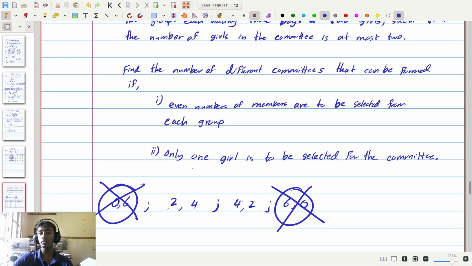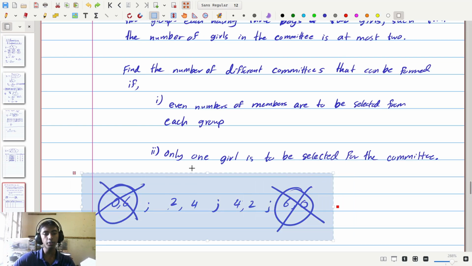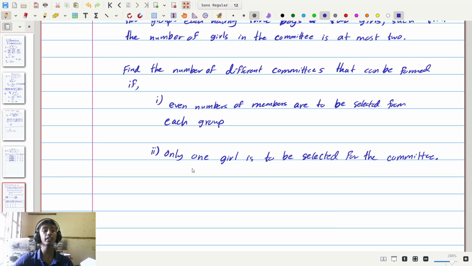So the only possible combinations are that we select 2 people from group 1 and then 4 from group 2, or we select 4 from group 1 and 2 from group 2. Now that that's out of the way, we know that there are only 2 ways to do this. You could either select 2 people from group 1 and 4 people from group 2, or 4 people from group 1 and 2 from group 2.